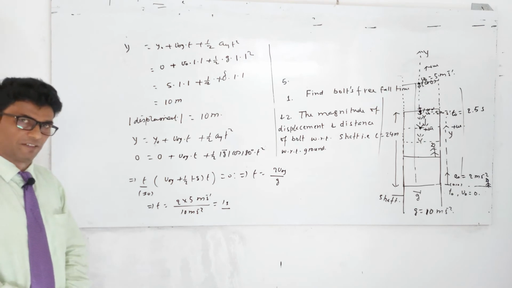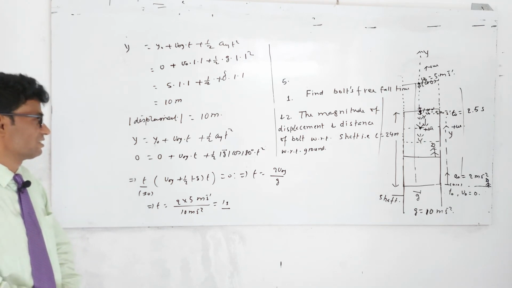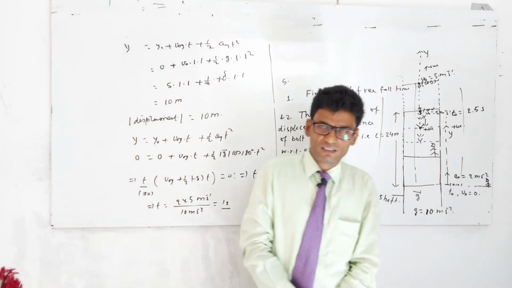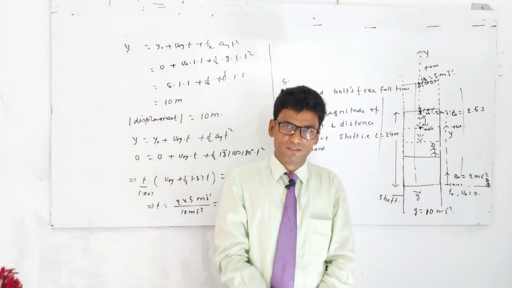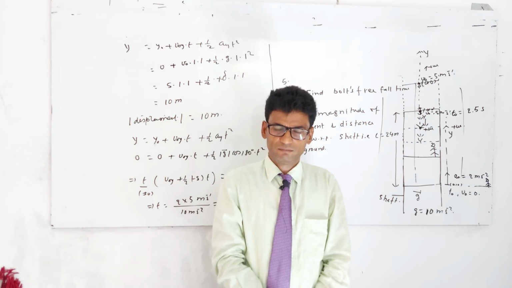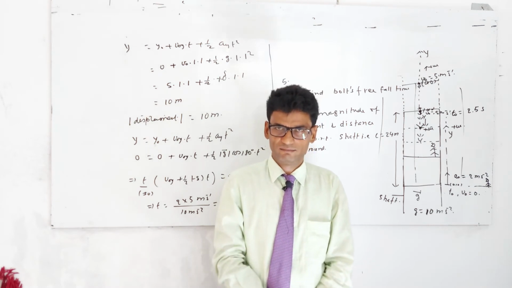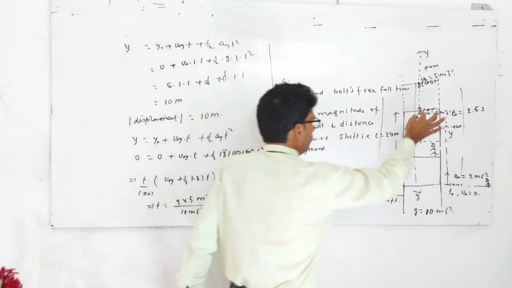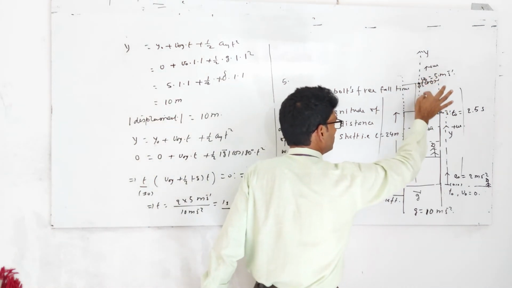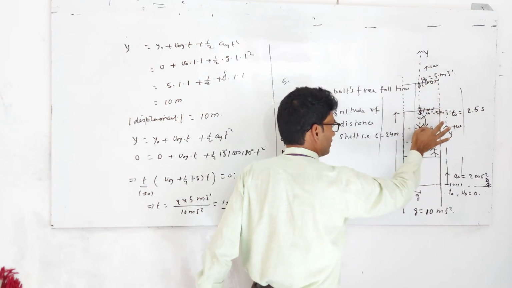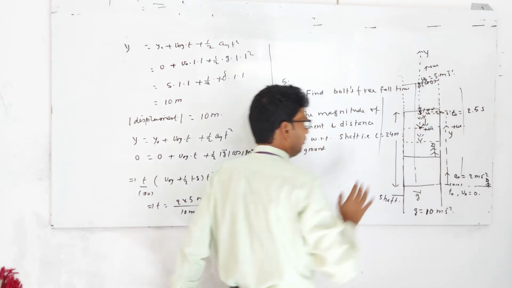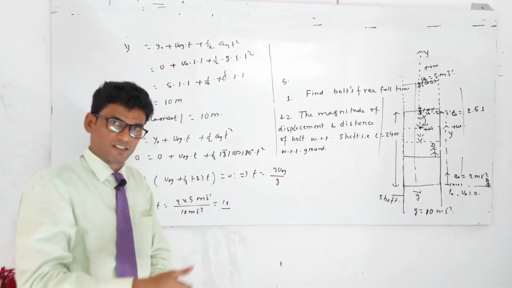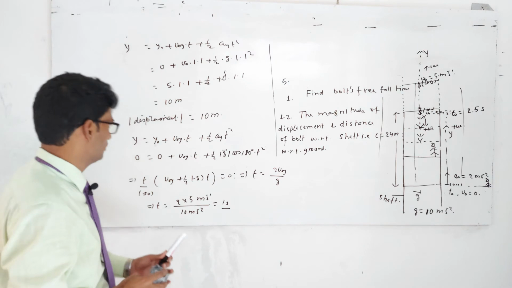The magnitude of displacement is done. Now, the next task is the distance. As we all know, distance is the total path length covered during the journey. Total path length. So here to there, from there to here, and then this. We have to add up all these distances to get the final distance or the total distance. For this, look at here.